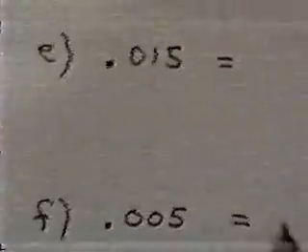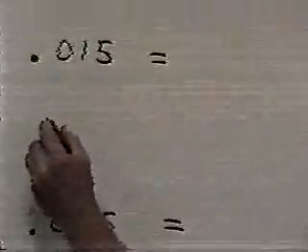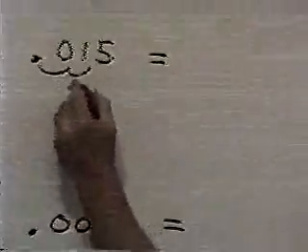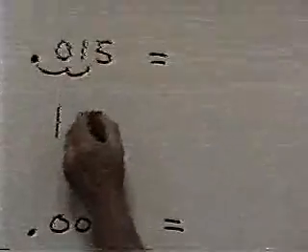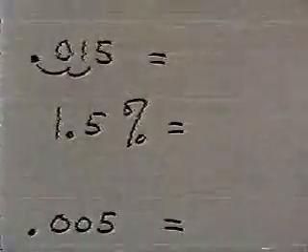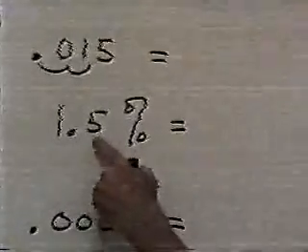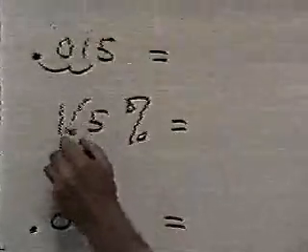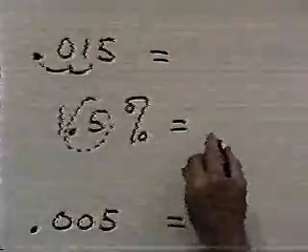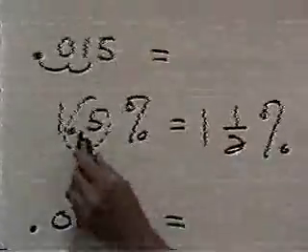Here we have 0.015, and we want to change it to percent. So we move the decimal place 2 places. Tag on the word percent. Okay, but a lot of people will not leave that as a decimal percent. Most people will take the decimal part now and change that to a fraction. So that's 1 1/2%. 0.5 is the same thing as 1/2.